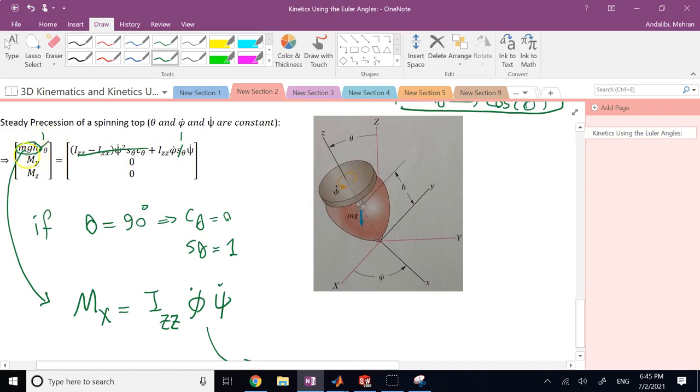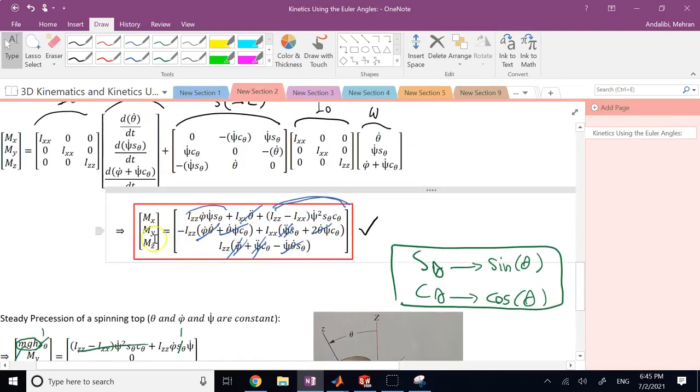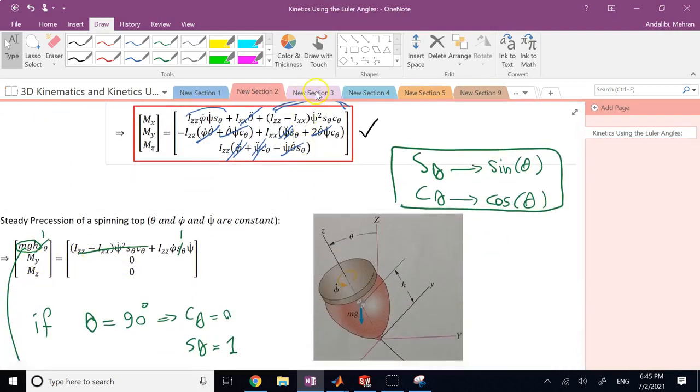And if you still call this m, and theta is constant, so sine theta and cosine theta are just constant numbers. You clearly see you have to find your precession speed through a quadratic equation, not this simple linear equation. Okay, so hopefully I could explain this motion of the gyroscopes and the motion of a top using this equation.